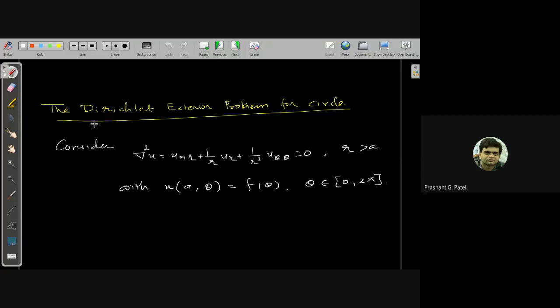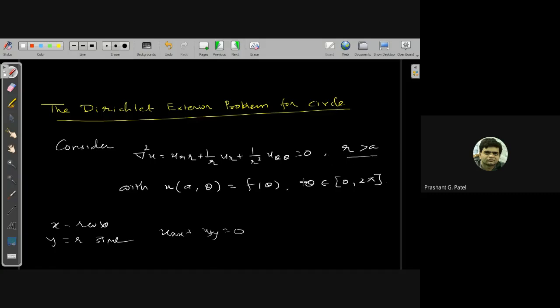So in this lecture, we are discussing the Dirichlet problem for the exterior of the circle. That means the problem is stated like this: for the Laplace equation del square u equal to 0, which we can convert into polar coordinates by using x equal to r cos theta and y equal to r sin theta, u_xx plus u_yy equal to 0 is converted into this equation.